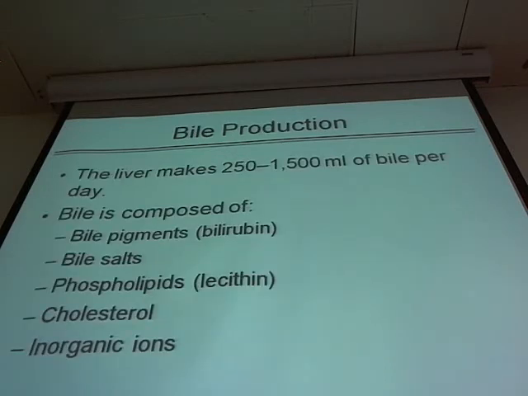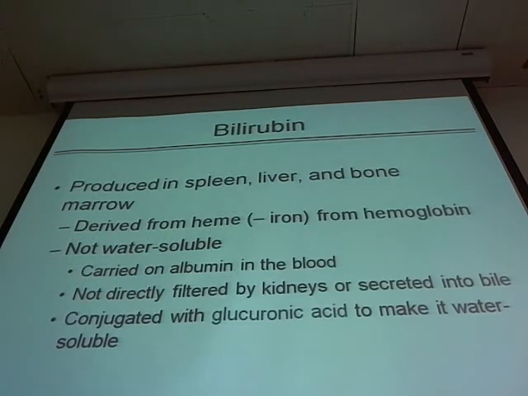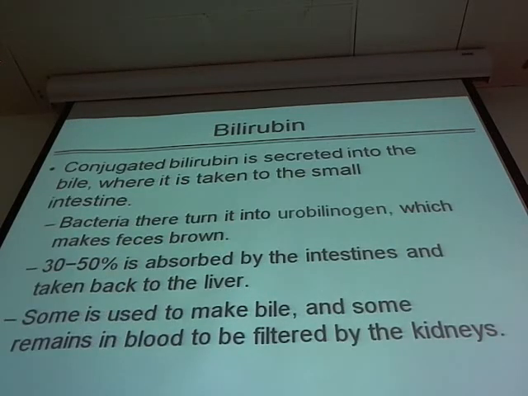Bile production makes 250 to 1,500 mL a day. It's recirculated, it's reabsorbed. Bilirubin, breakdown from red blood cells, is carried by albumin, not filtered in the kidney or secreted. Well, conjugated, it becomes water soluble. Conjugated is secreted.